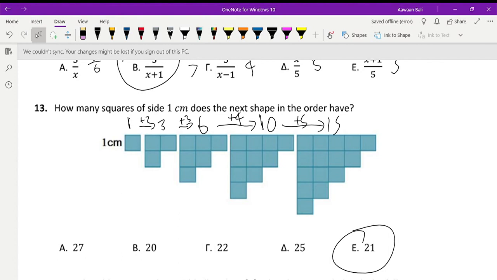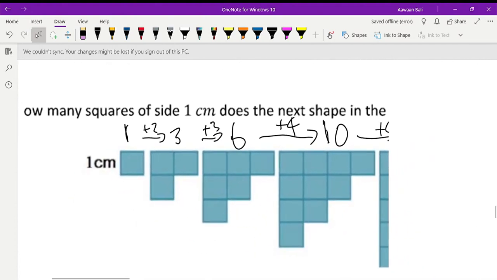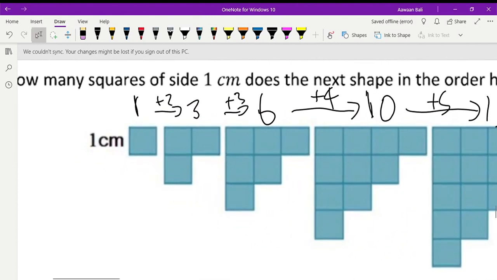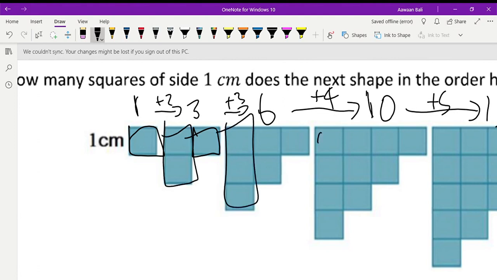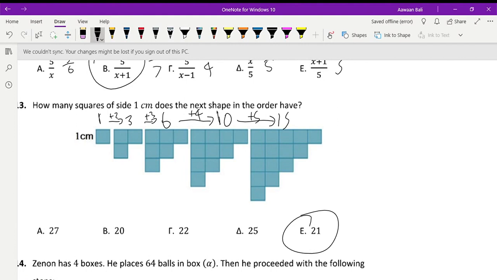So the difference is not fixed like an arithmetic sequence. It's a geometric sequence, which means that the differences change according to a certain rule sometimes. So here the rule is that the difference is increasing by 1 each time. And you can see that, after you have the square is still there, but then you add a column of 2 squares, then a column of 3 squares, then 4, then 5. Makes sense, right? So now it says, how many squares of side 1 centimeter does the next shape in the order have?